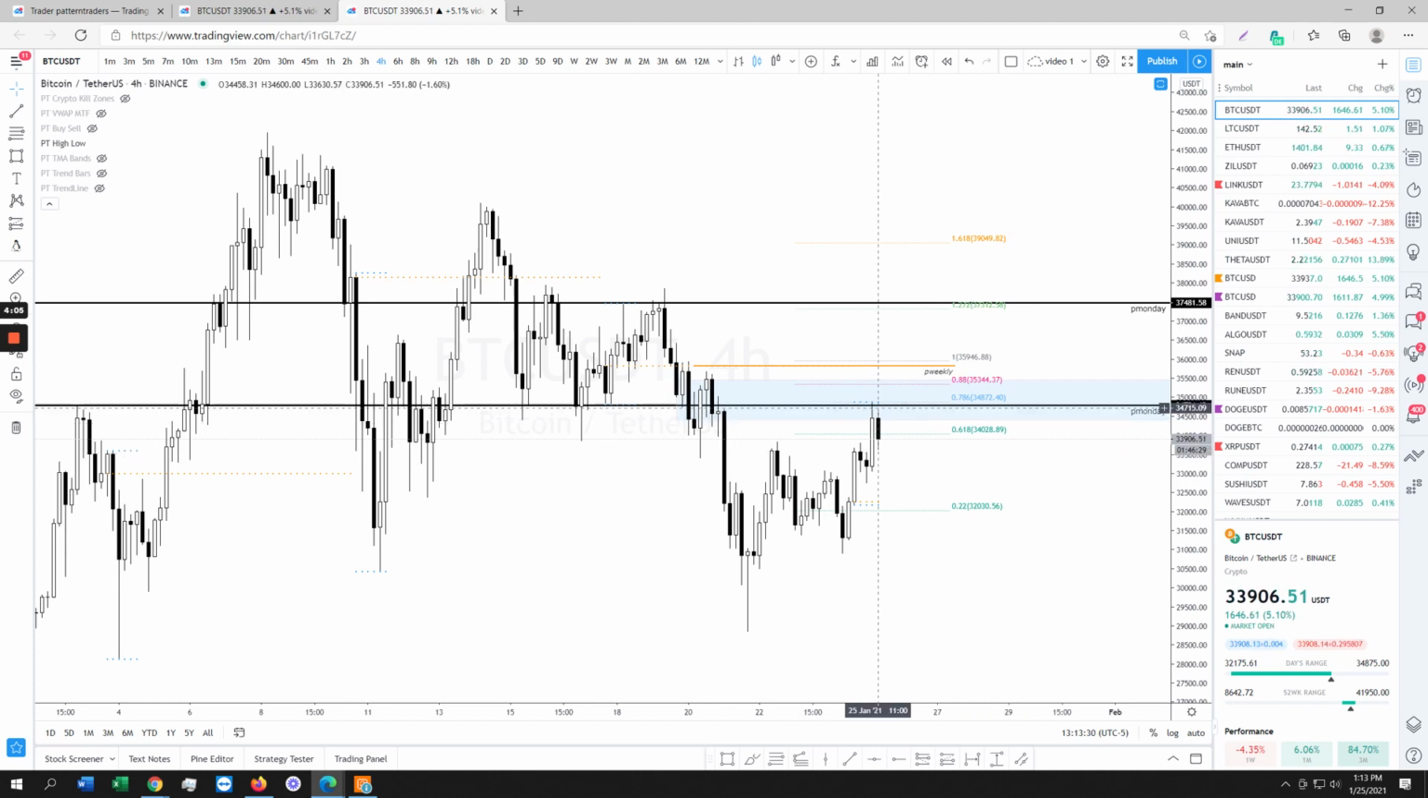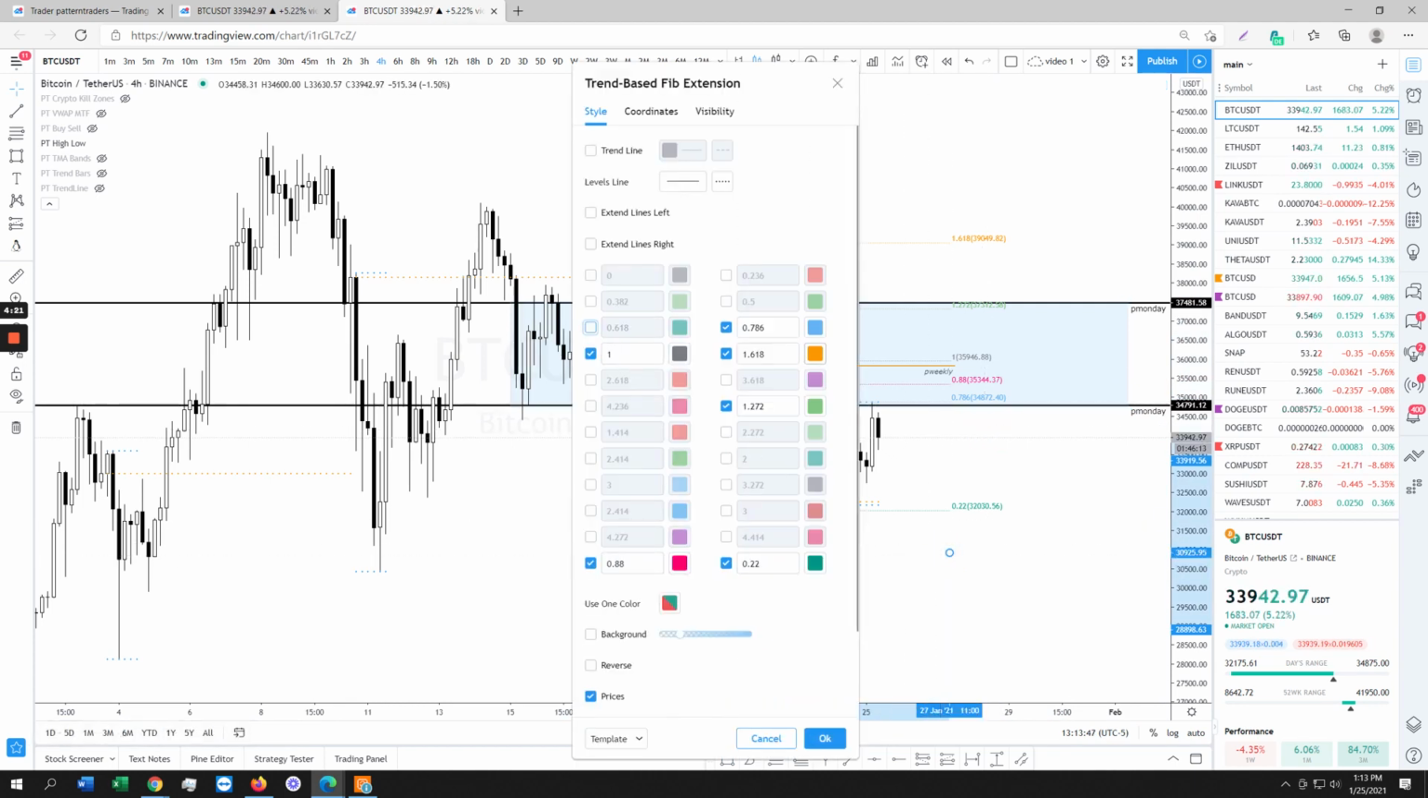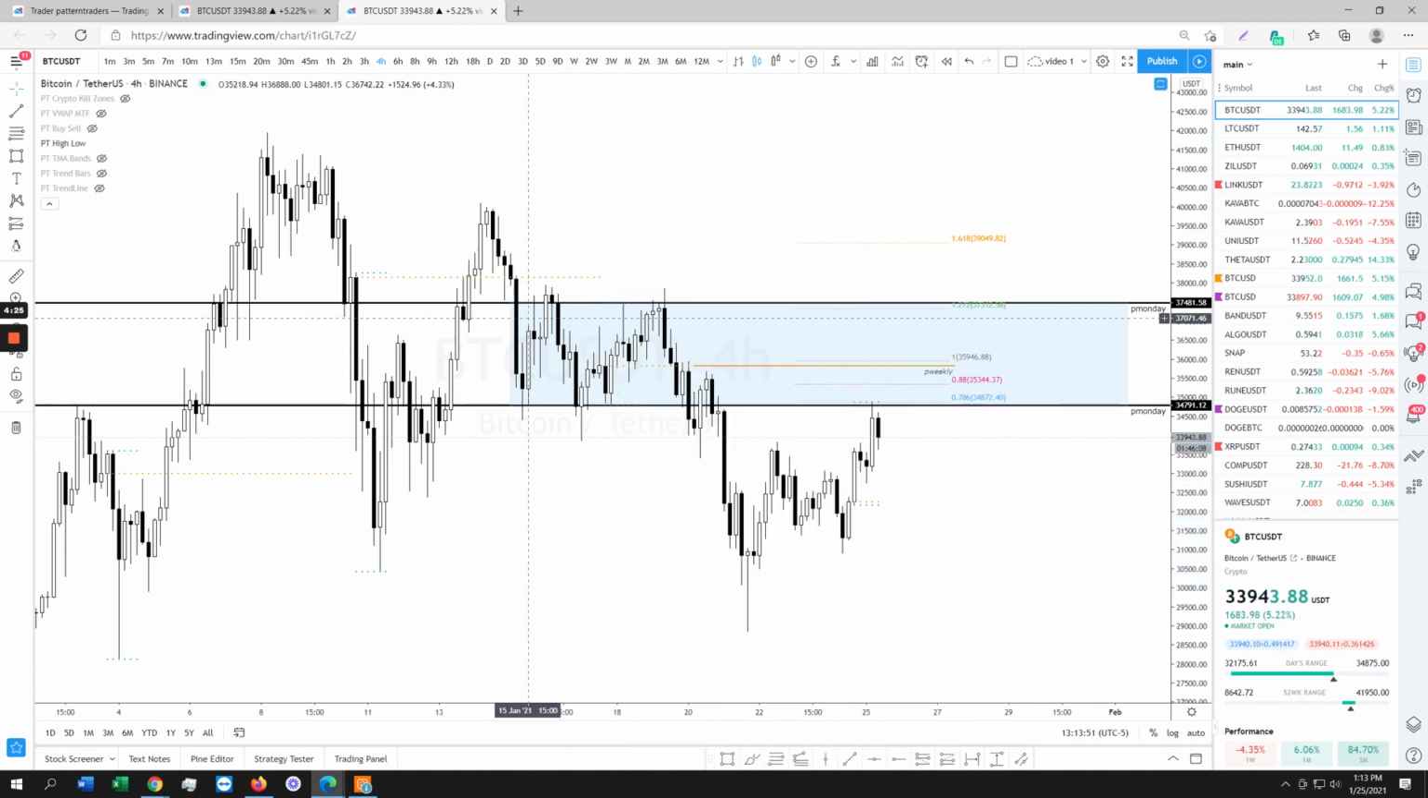What am I expecting now regarding this specific reaction? Not much. Chop. Given that this is the range that we're working with right here, and these are the fib levels that we're working with, put them on your chart so you actually could see them. My next level of interest is going to be the 35,000, which is also the previous weekly open.